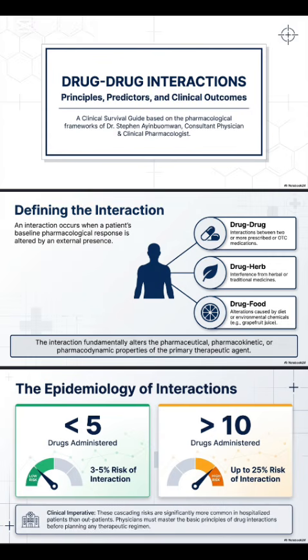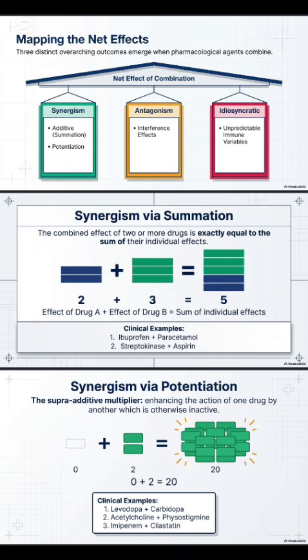And the more drugs a patient is on, the higher the risk of a drug-drug interaction happening. So a patient who's taking less than 5 drugs has less risk of having a drug-drug interaction than a patient taking more than 10 drugs. Now, there are three types of interactions you could see. You could see a synergistic reaction, an antagonistic reaction, or an idiosyncratic interaction.